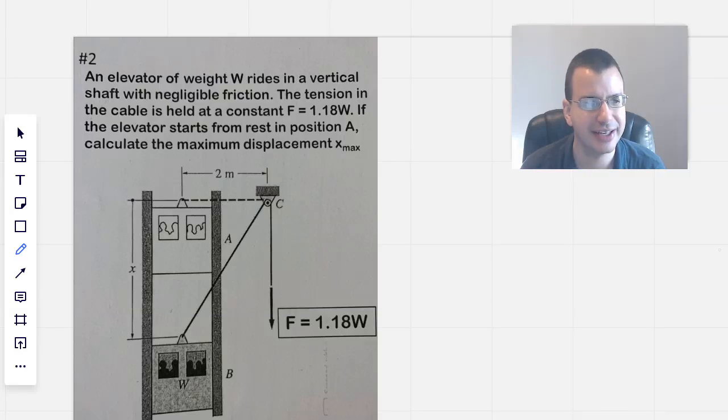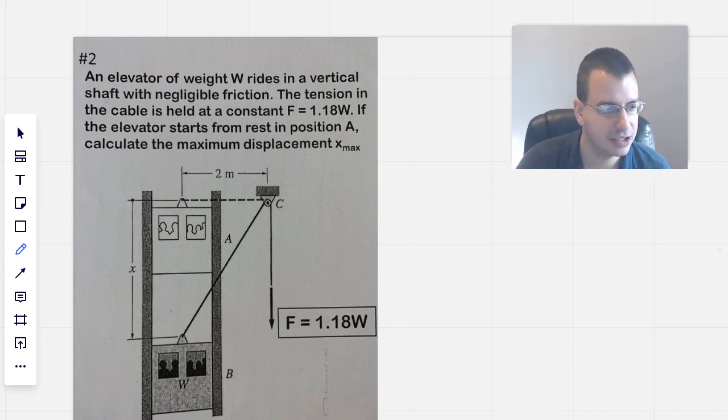An elevator of weight W rides in a vertical shaft with negligible friction. The tension in the cable is held at a constant force equal to 1.18 W. If the elevator starts from rest in position A, calculate the maximum displacement x max.